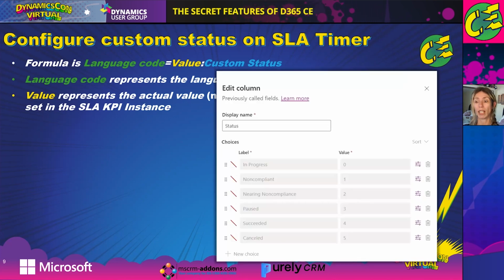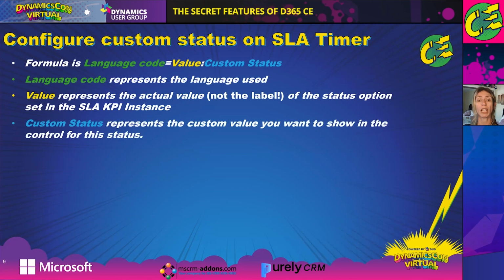And what I mean by that are these things, right? You can see the label in progress. The value for that is 0. Then you have non-compliant, value 1, succeeded, value 4, etc. That's what I'm talking about, right? And then we have the custom status, and that is the status that we're going to show in that control, in that SLA timer, right? Once that item is succeeded or non-compliant or whatever that might be.